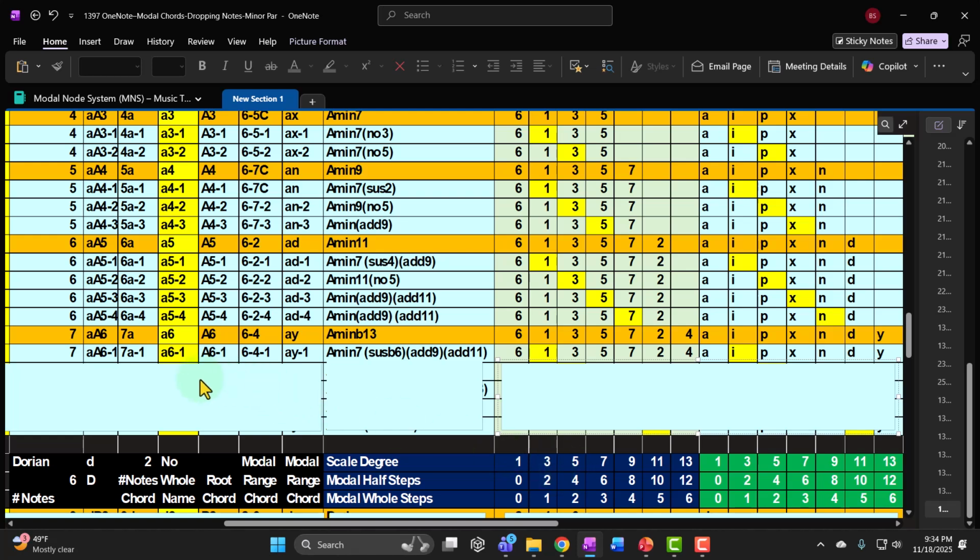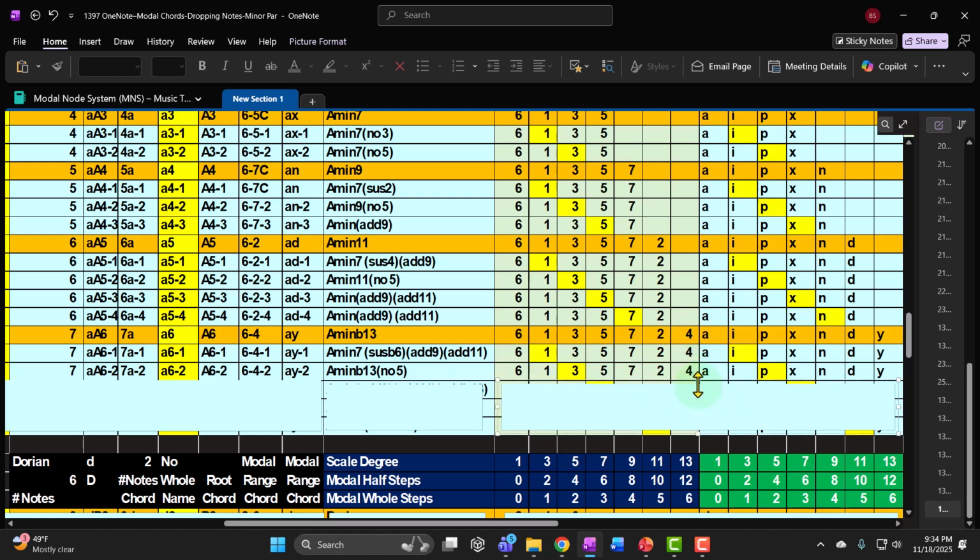So that would be, and then if I want to drop that one that's 6 modal whole steps up to be equivalent not to the 11 but to the 6, I could just superscript it -1, drop it down an octave would be my suggestion on that. So then, okay, what if I drop the 5? That would be an A minor B13 no 5, which would be nicer to just say it's a 7 Aeolian -2 or an Aeolian 6 -2.